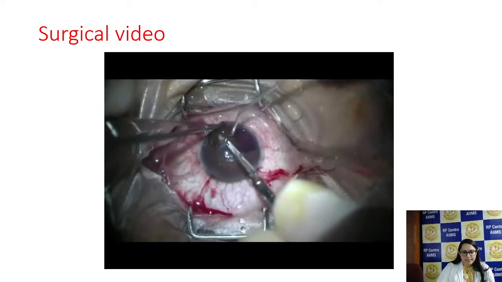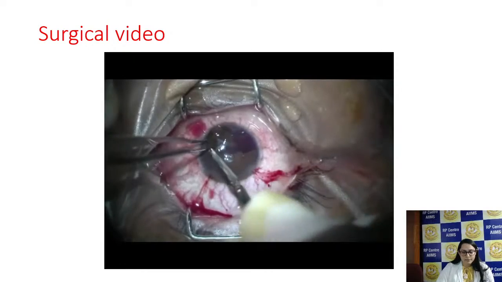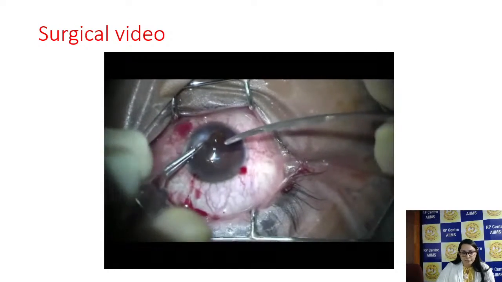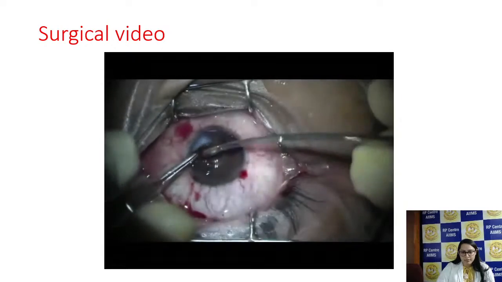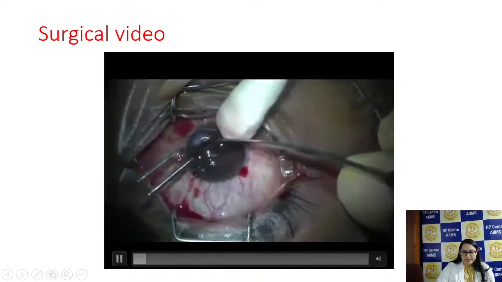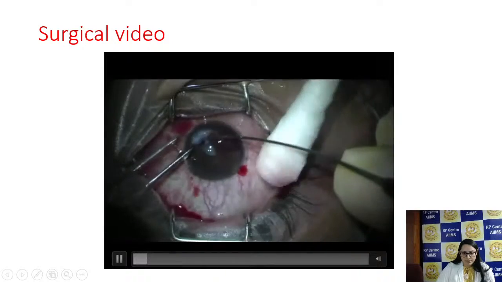This patient presented within 24 hours of injury and the visible tissue was not necrotic and seemed healthy. So it is gently reposited back into the anterior chamber using an iris repositor. Viscoelastic can also be used at this stage to help in the repositioning of the iris tissue.